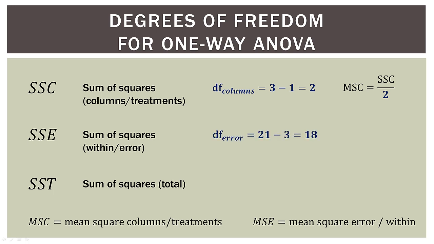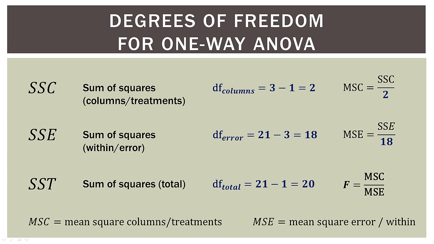Now for the SSE, the degrees of freedom for the SSE was n minus c. So n is 21, that's the number of overall observations, minus 3, which is the number of columns, so that is 18. So our MSE equals the SSE divided by that degrees of freedom, which is 18. Now the degrees of freedom total, the SST, is n minus 1. So our overall number of observations minus 1, which of course is 21 minus 1 equals 20. Now our F ratio remains the same. It is still the MSC divided by the MSE.